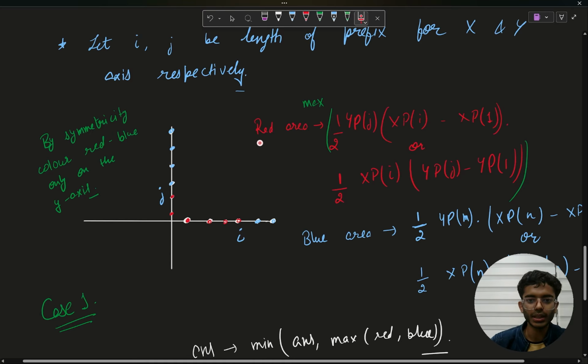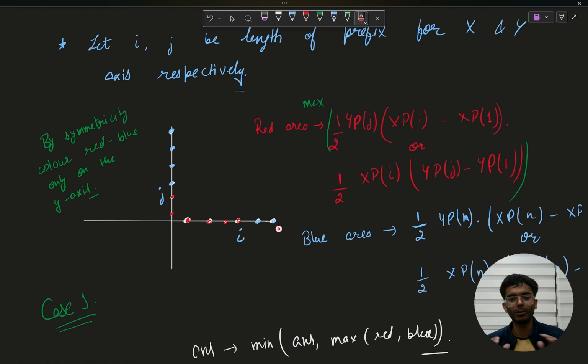Now, what would be the red area? The maximum possible area of any triangle formed by only the red points. Right. So we have two options: either choose 2 points from the x-axis or choose 2 points from the y-axis. Right. So let's consider both the cases one by one.